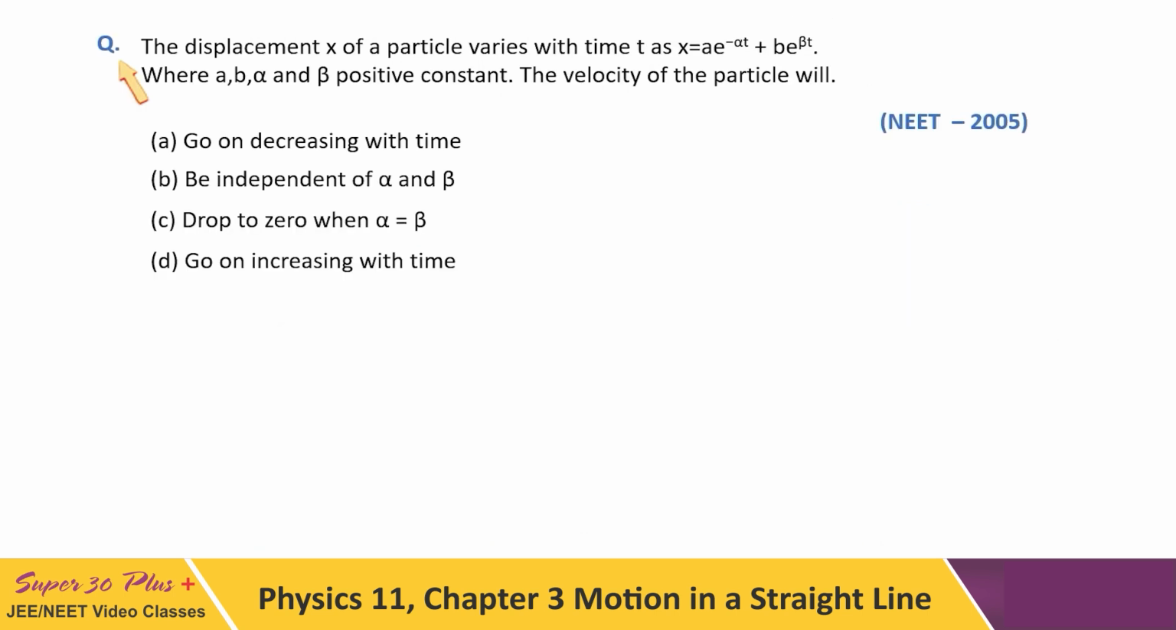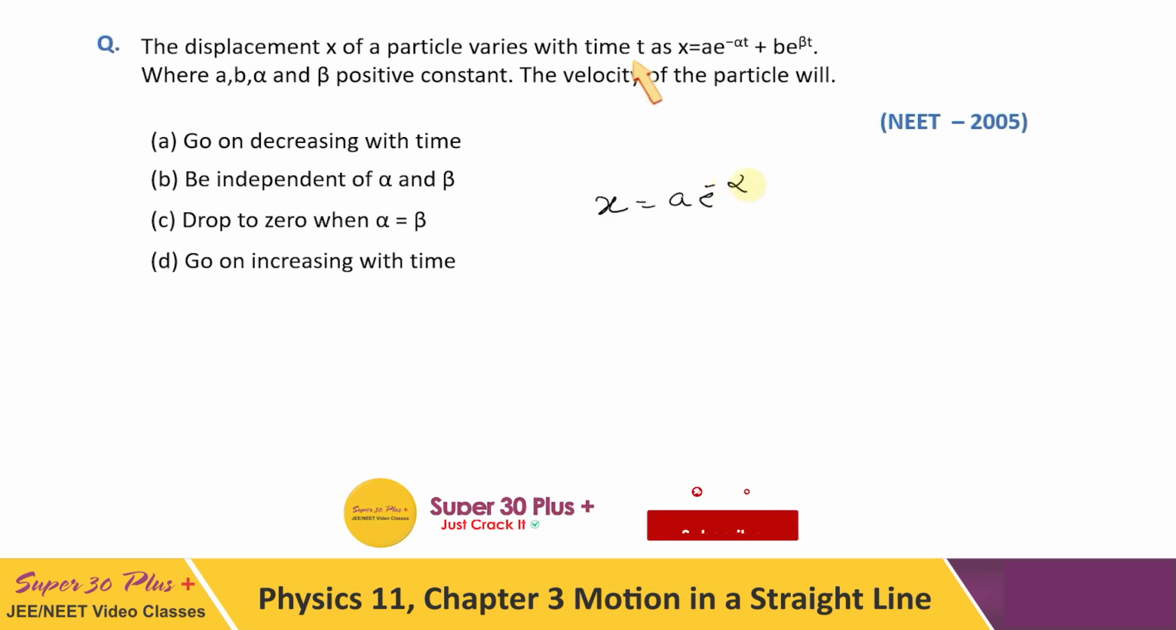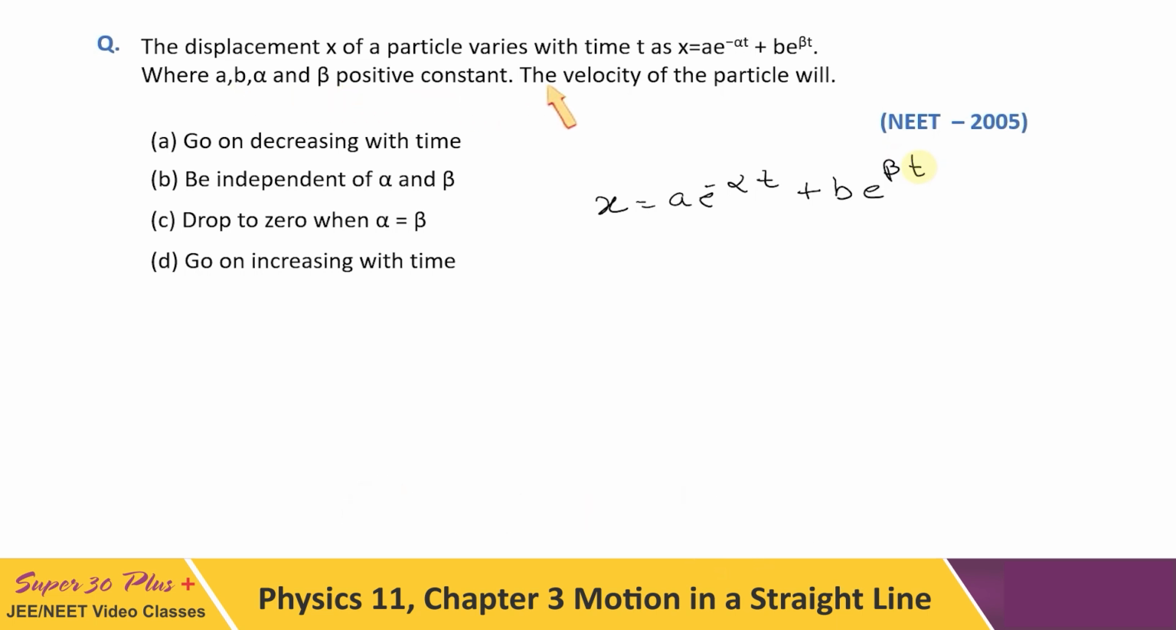Now the next question is, displacement of a particle is given with time. x is given as a e to the power minus alpha t plus b e to the power beta t. a, b, alpha and beta are all positive constants and it is asking for the velocity of the particle. This is very simple because the position is given and we have to calculate the velocity. So simply write velocity will be dx by dt.